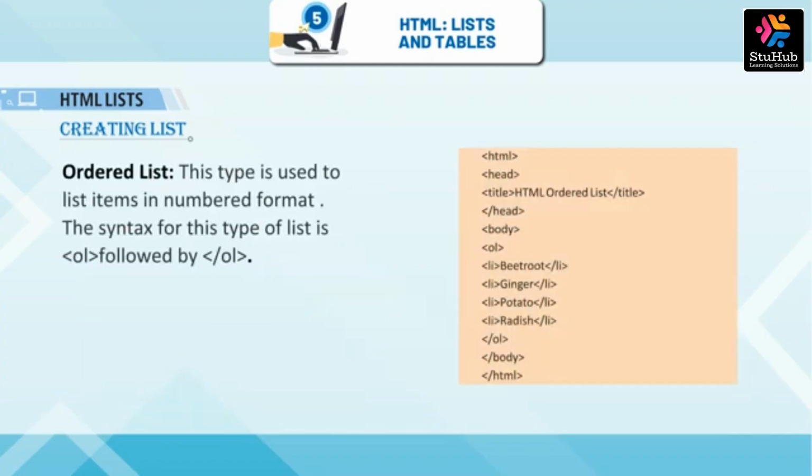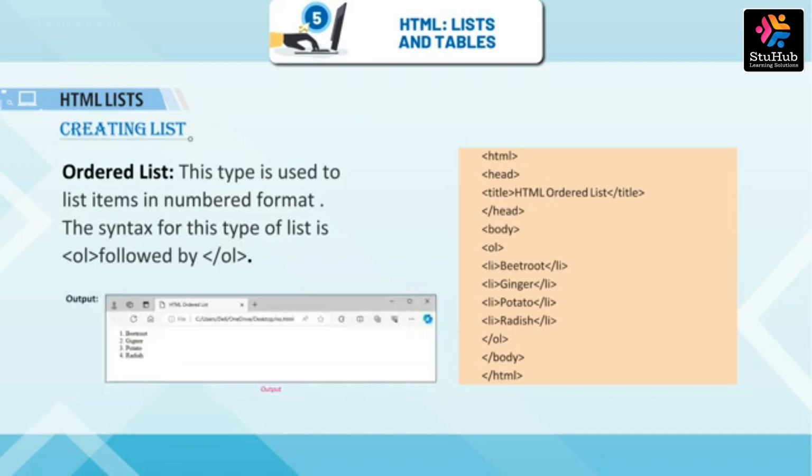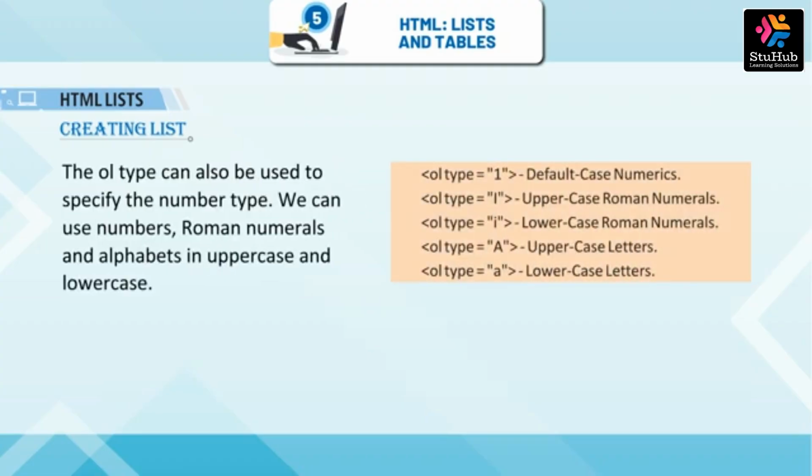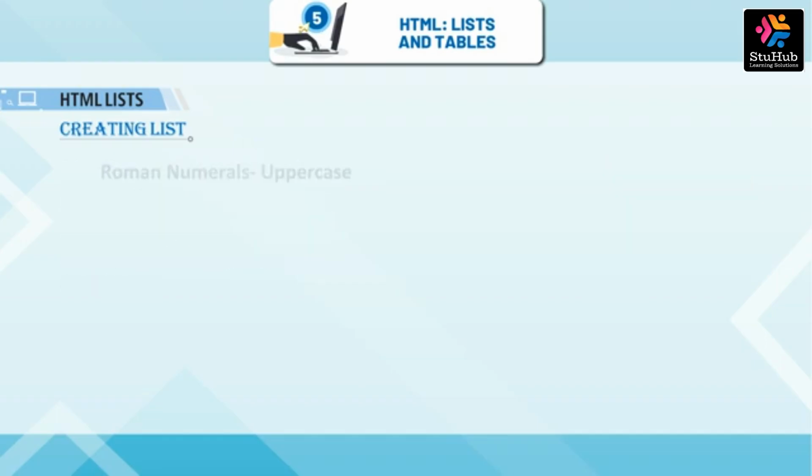Ordered list. This type is used to list items in numbered format. The syntax for this type of list is <ol> followed by </ol>. Output. The OL type can also be used to specify the number type. We can use numbers, Roman numerals, and alphabets in uppercase and lowercase.